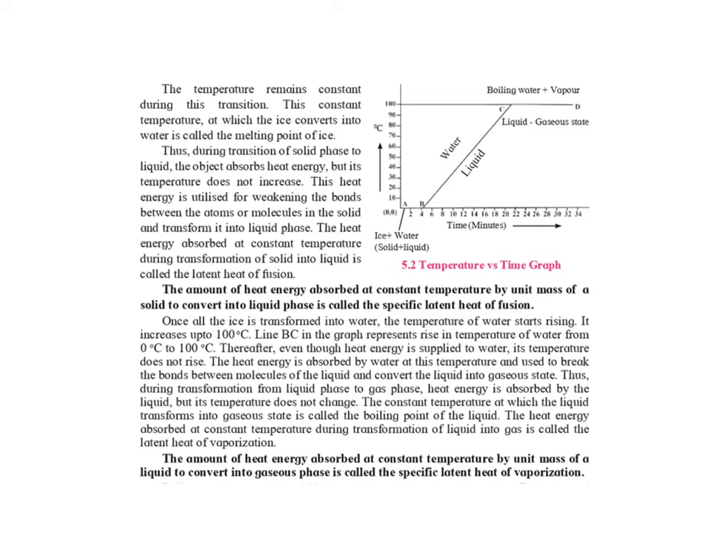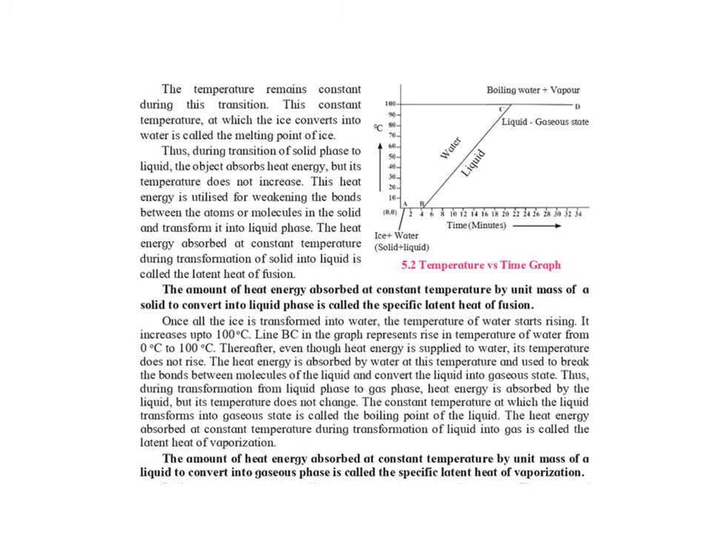The heat energy absorbed at a constant temperature during transformation of solid into liquid is called the latent heat of fusion. So what did we see? That at 0 degree, that is the melting point, ice starts absorbing the heat from outside and it starts getting converted into water. But the temperature does not rise till all the ice gets converted into water. So where is the heat being used? This heat is being used by the molecules of the solid to break the bonds and get converted into liquid. This kind of heat is called latent heat of fusion.